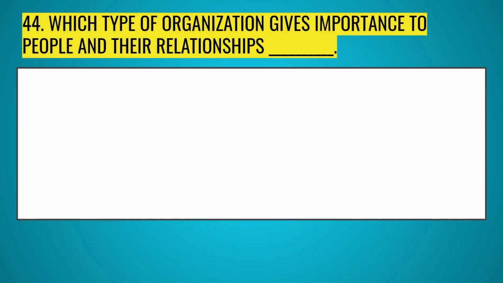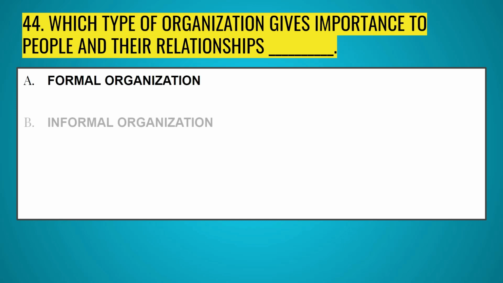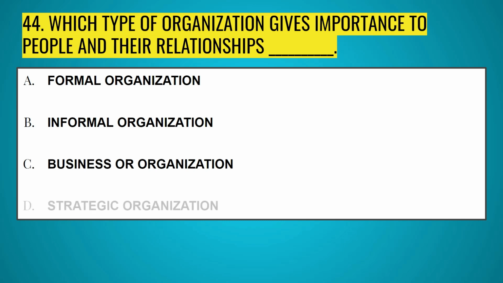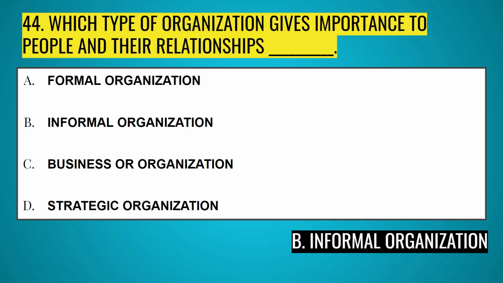44. Which type of organization gives importance to people and their relationships? Option A. Formal organization. B. Informal organization. C. Business or organization. D. Strategic organization. The answer is option B. Informal organization.